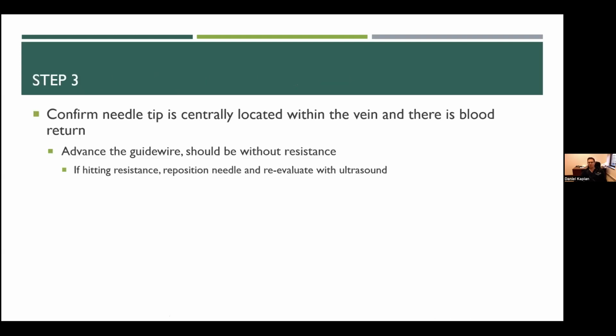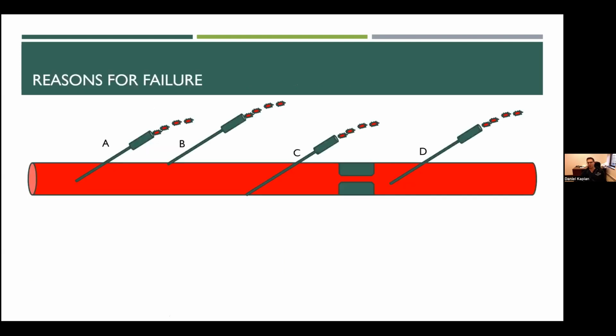So once you confirm that your tip is centrally located within the artery and there's blood return, you advance the guide wire without resistance. Hopefully, you should be able to advance it without resistance. If you are hitting resistance, you always want to try and reposition your needle and reevaluate with ultrasound to make sure that you haven't slipped out of your vessel. We'll talk a little bit about the different possibilities in the coming slides, which is right here. So these are some reasons for failure.